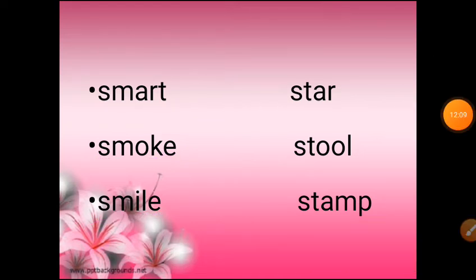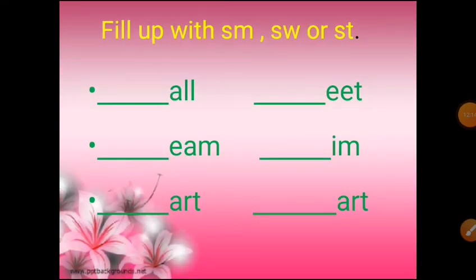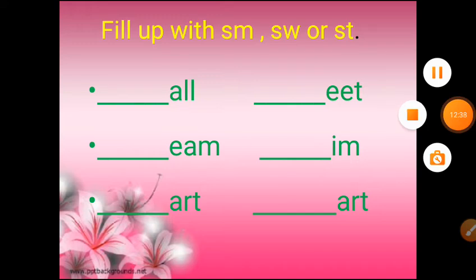Understood? Okay, let me check how much you have understood. There is a small exercise. About 2 to 3 minutes it will take. Let us do it. Now fill in with SM, SW or ST blends. Think about the correct word and what suitable blend is going to fill up the word. You have to think and write. Take 2 minutes and write it down. After doing that, you can check your answers.